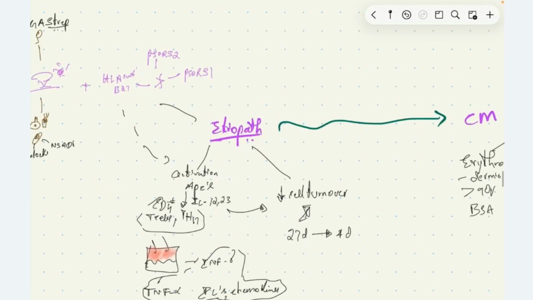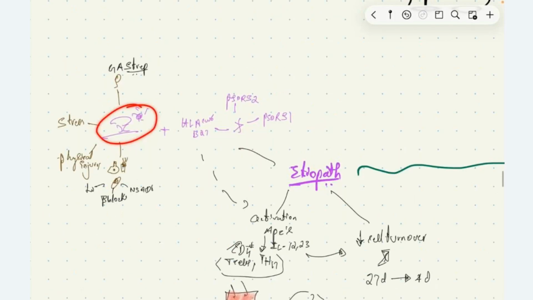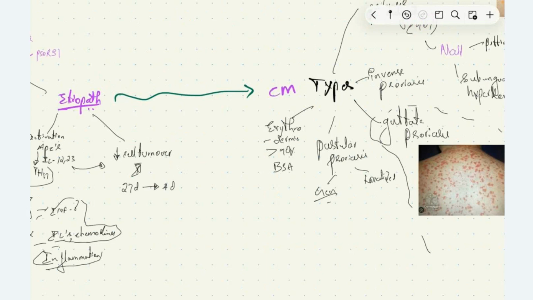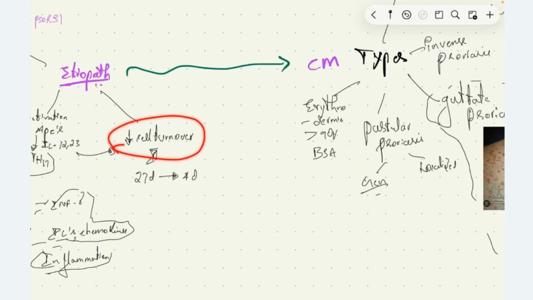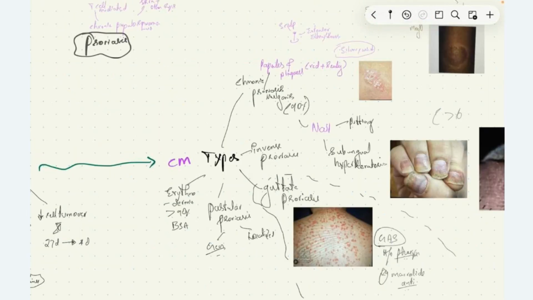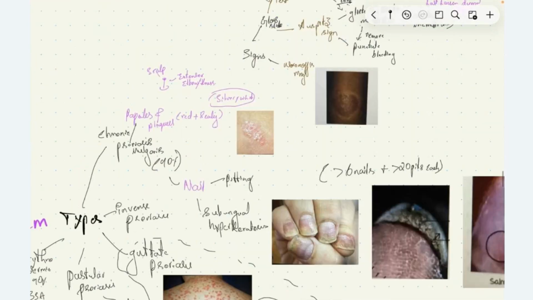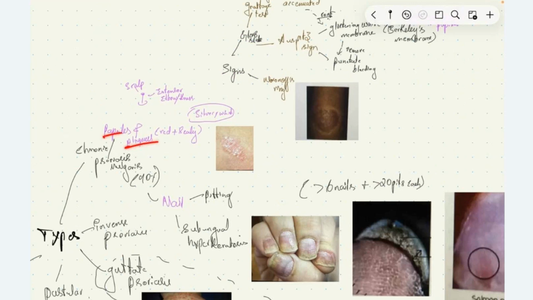In the etiopathophysiology of this condition, we have environmental factors and genetic predisposition causing activation of antigen presenting cells, which stimulates T helper 17 cells and CD4 cells, which causes the release of inflammatory mediators and inflammation. We characteristically see the reduced cell turnover from 27 days to 4 days. The clinical types are chronic plaque psoriasis vulgaris, which is the most common type seen in 90% of patients, where we see papules and plaques. These are erythematous scaly lesions, silvery white lesions, seen in the scalp and extensor surfaces of elbow and knee.